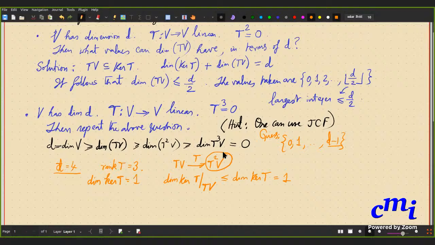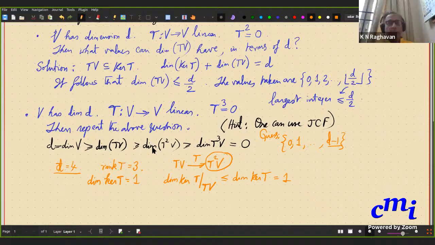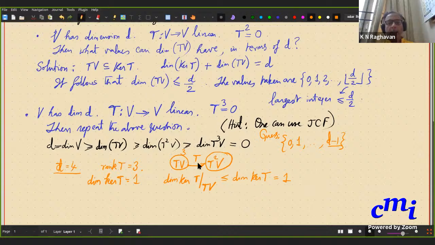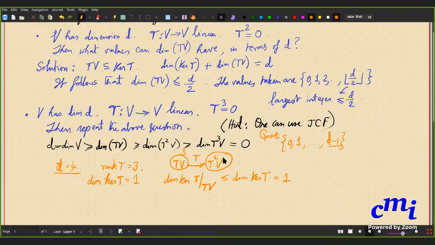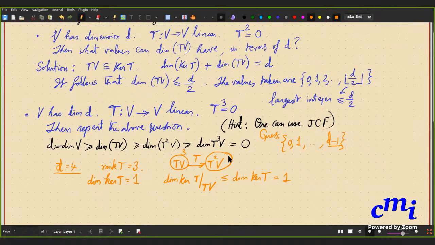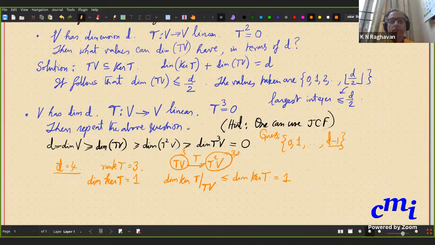So what can be the rank of this? Wait a second. The dimension of this is how much? This dimension is 3, and here the kernel is dimension 1 or 0. So the rank is not at most 2, but at least 2. Okay, this can be 3 or 2, right?